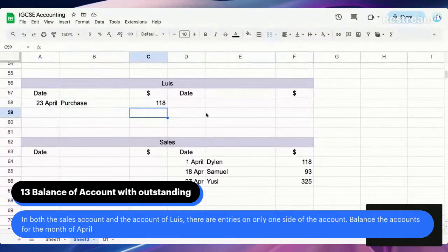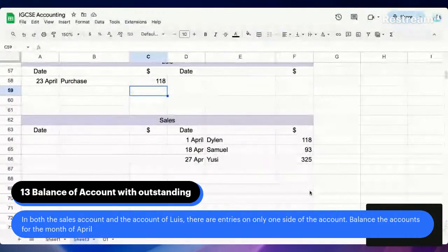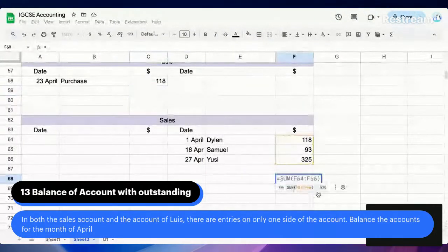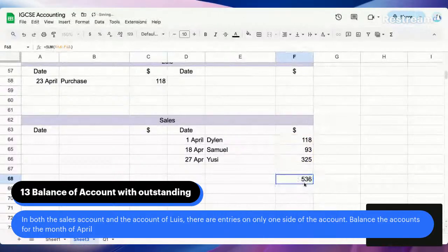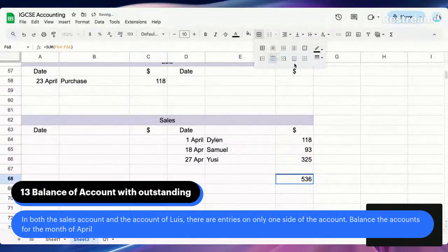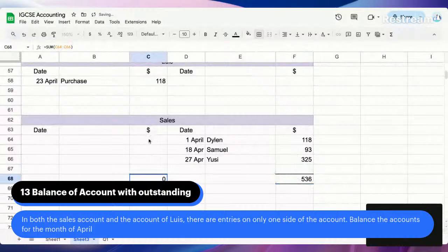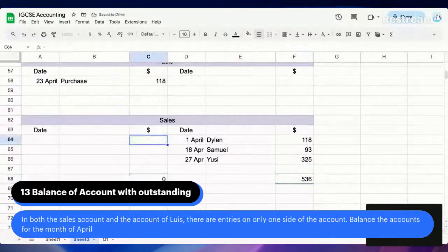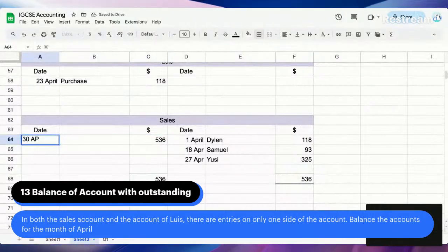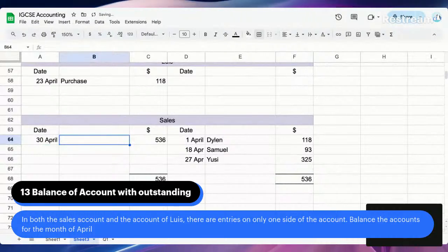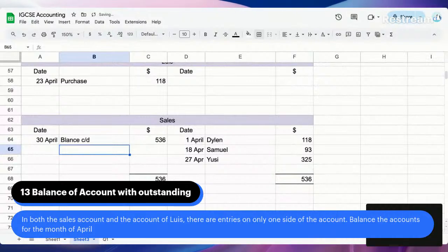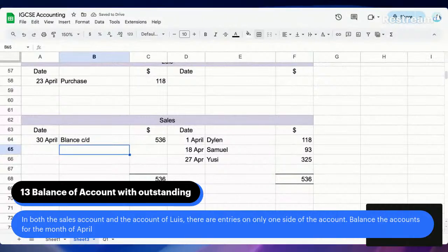Okay, let's start with the sales first. In order for us to balance it out, step one is you total this one. So you know it's 536. Remember, you need to do the line. Don't forget about it. Okay, so 109. But here you can see that it's 0. So what should we do? At the point of 30th of April, 536, how you write is balance c/d. So you just carry down. All right, just balance carry down.